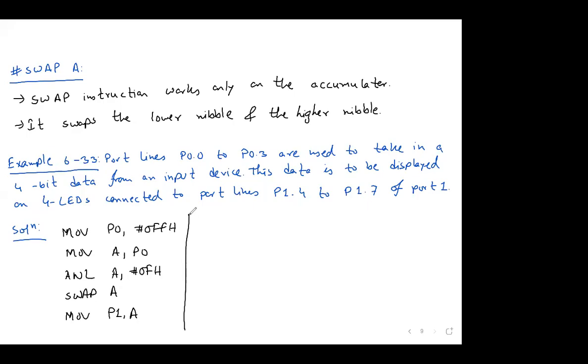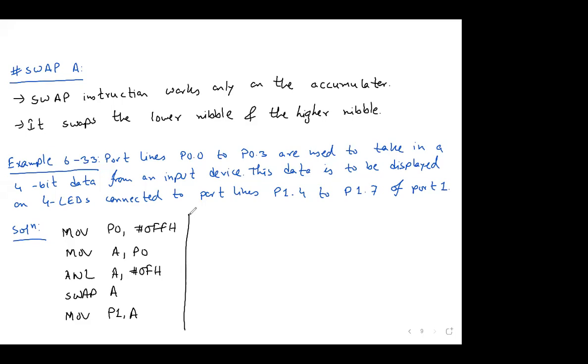Sir, because P0 can receive both 1 and 0, it will only take the high value by being ANDed with 0FH. Why do you want to take only the high value? It will make the higher nibble zero and the lower nibble exactly the value taken from port zero. Only the lower nibble is being preserved. Okay, so that means it is masking, right? It is masking in such a way that the higher nibble becomes zero and the lower nibble remains as it is, isn't it? Yes, sir.